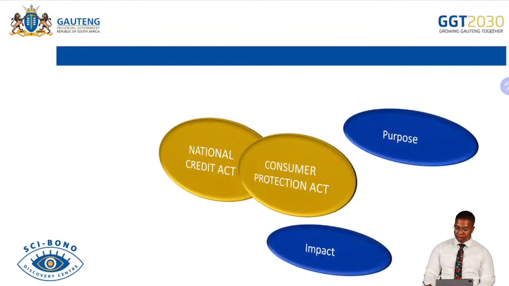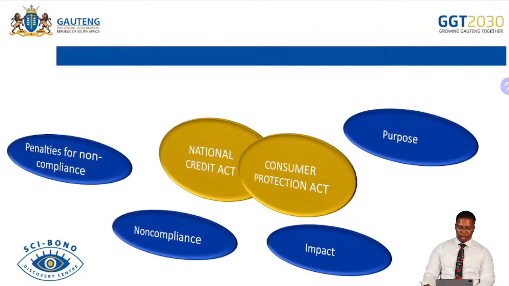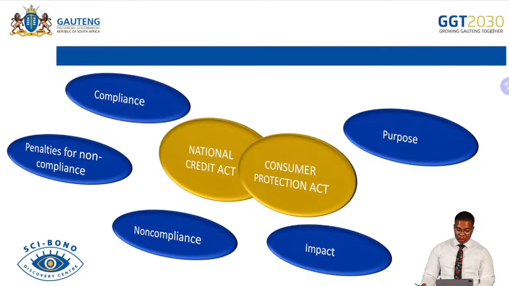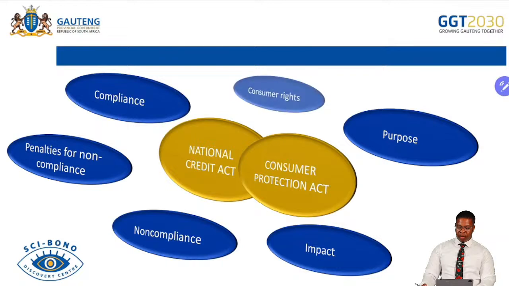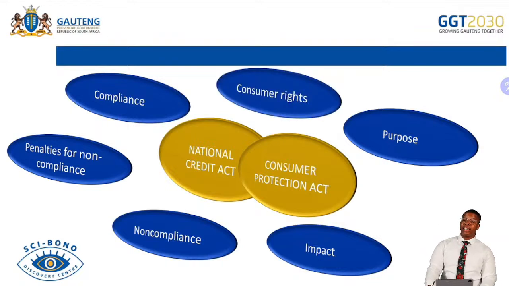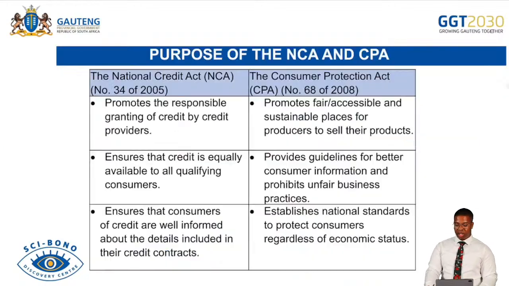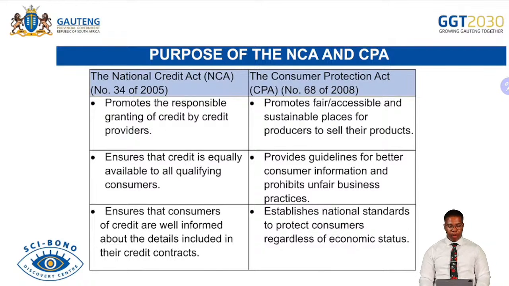Now, National Credit Act, Consumer Protection Act, we're going to look into the following. We're going to look into the purpose, the impact, and then we'll look into non-compliance according to each, and look into penalties for non-compliance together with ways to comply with each of the acts. Then we look into the consumer rights according to the National Credit Act and consumer rights according to the Consumer Protection Act. Let's start with the purpose. Why was this act developed?